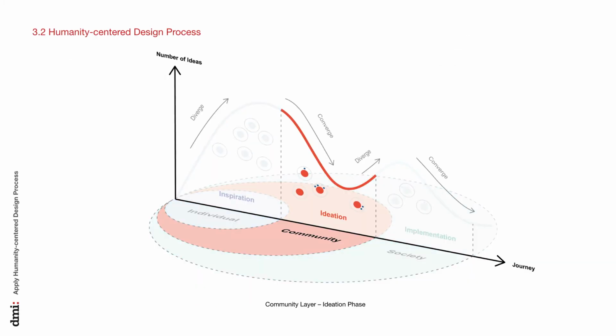So community layer and ideation phase. In the community layer, the team viewed design as an engaging tool to facilitate the conversation with the users and to take action accordingly. It also helped the team broaden ways to receive information and user needs from the community, and also validate the learnings from the previous individual layers during the inspiration phase.